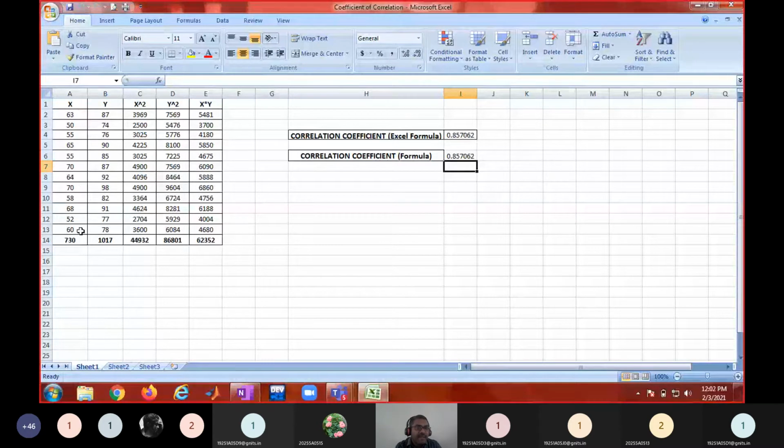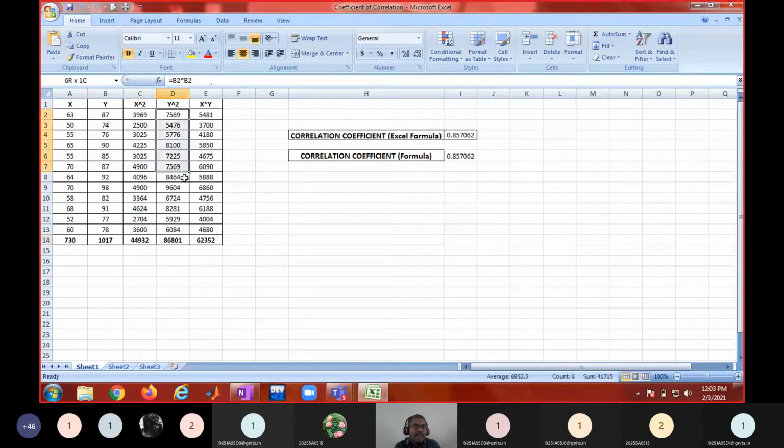This is the x data given, and the y data is given. I prepared the x square column, the y square column, and the x into y column. You multiply these two, you will get x into y. You just need to know the Excel formulas. Then you take the sum of all these values. This is going to be sigma xi, the sum of these values is sigma yi, then sigma xi square, sigma yi square, and sigma xi yi.